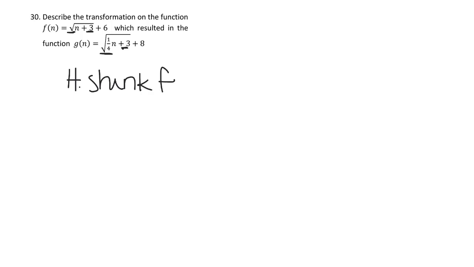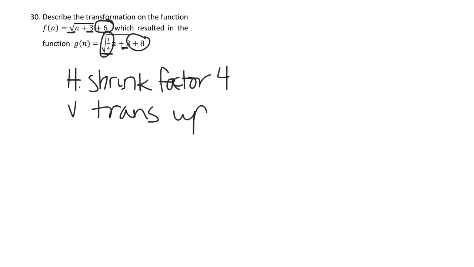because the factor is the reciprocal, 4. Okay, and then we went from a positive 6 to a positive 8. There's no negatives, so there are no reflections. So then it's a vertical translation up 2. So horizontal shrink factor of 4 and vertical translation up 2.